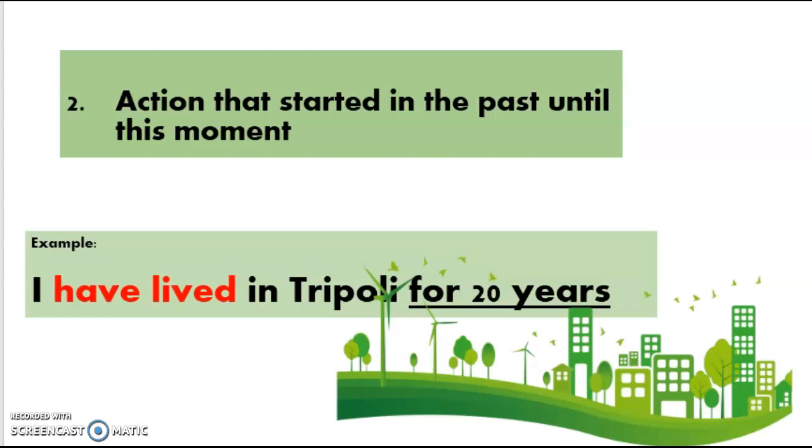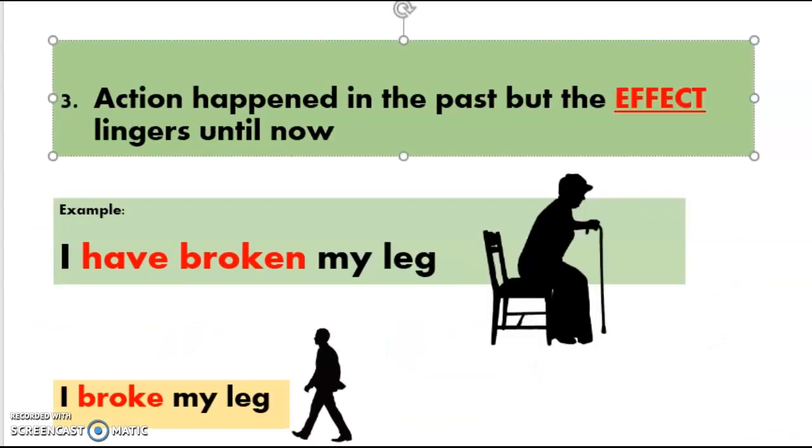There's a difference between that and "I lived in Tripoli for 20 years." It means I lived and finished living. Now I moved to a different city. But with the present perfect, "I have lived," it means I started living 20 years ago and I am still living at this moment.